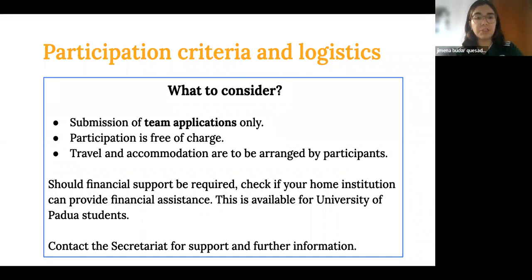Participation is free of charge, but travel and accommodation are to be arranged by the participants. So if you're not living here in Padova, make sure that you arrange it. And if financial support is required, maybe it's worth asking your home institution, because sometimes they can provide some kind of assistance. If you're studying at the University of Padova, that is the case. So you can contact us and we can provide you with more information about this. Next, please.